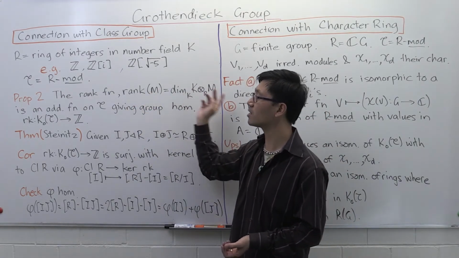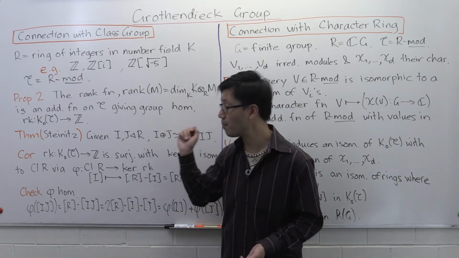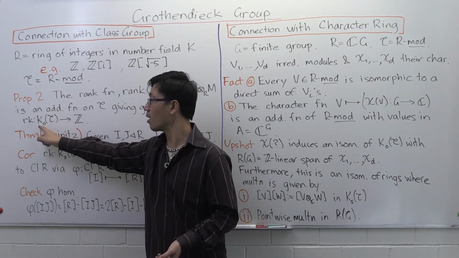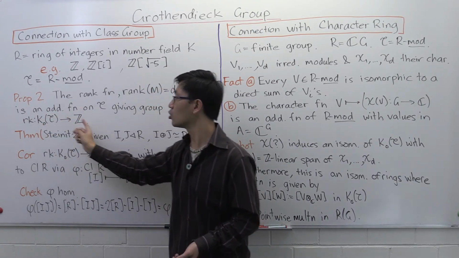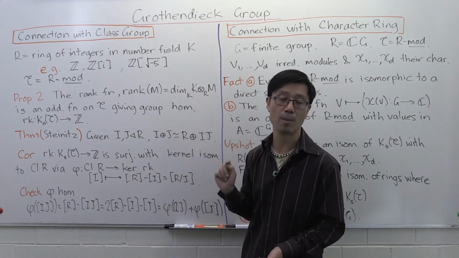Since you have an additive function like this, that gives you straight away, by this universal property that I mentioned for Grothendieck groups, a rank function from this Grothendieck group K0C to where the values sit. So the values here sit inside Z, they're just dimensions.